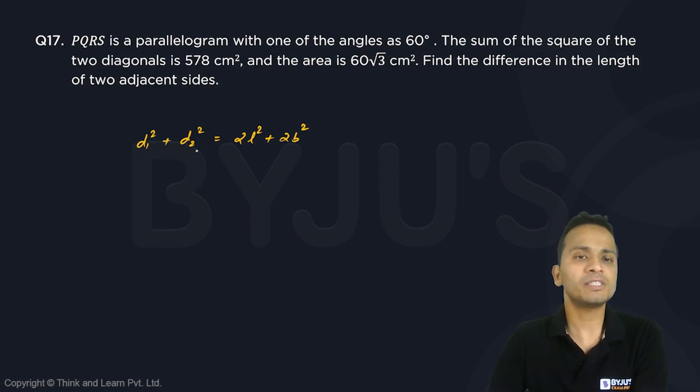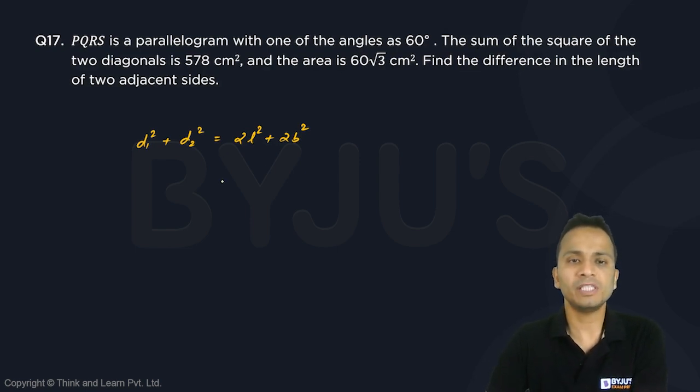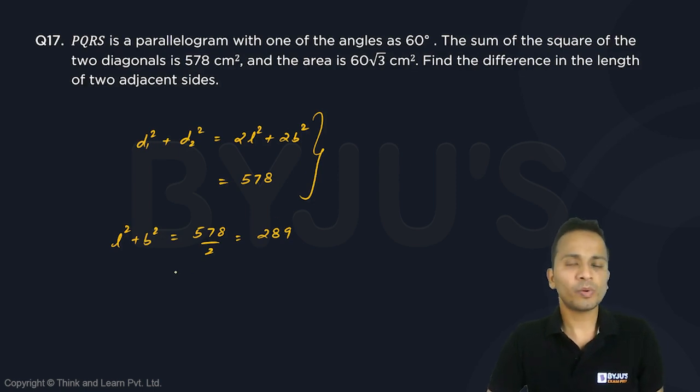Okay, so d1 square plus d2 square is equal to twice of (L square plus B square), right? Now here you are given that the sum of the squares of the two diagonals, d1 square plus d2 square, is 578. Equating these two, we can say that the value of L square plus B square will be equal to 578 divided by 2, and that will be equal to 289. So the sum of the squares of the adjacent sides of this parallelogram comes out to be 289.